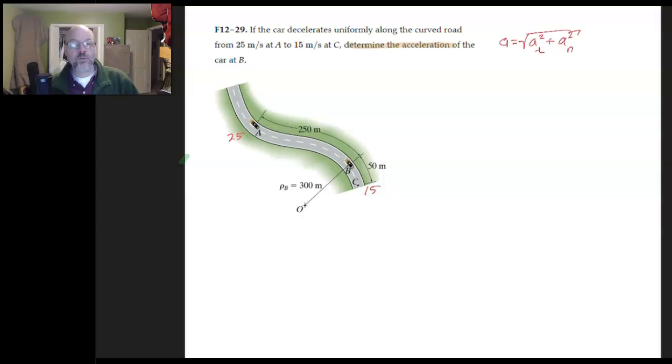That means we could use our constant acceleration equation. In other words, it's constant. Since it's a uniform deceleration, it's a constant value. Now what we don't know is the velocity here at B. Our point of interest is actually B. So let's go ahead and get that tangential acceleration, and we're going to use that equation for it.